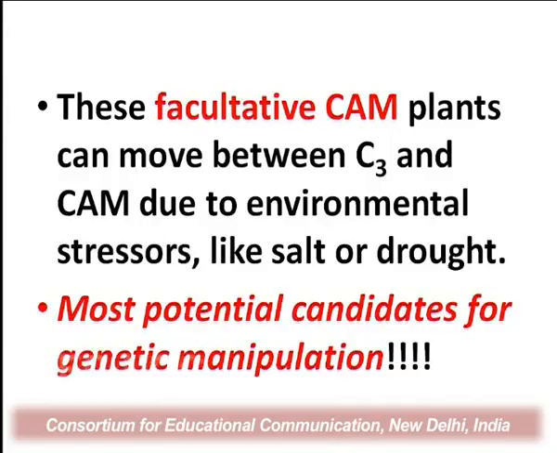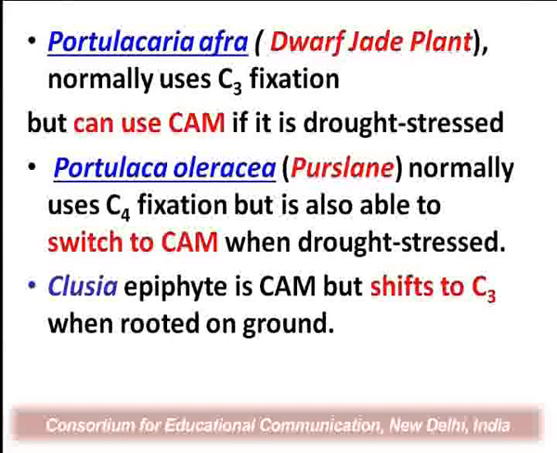If we could know the genes which are responsible, maybe we can manipulate and even change these strategies at our will. We will talk about it in the genomics part. To cite some examples, there is a plant Portulacaria afra, also called the dwarf jade plant. Normally this plant uses C3 fixation, but if there is drought stress, it can use the CAM cycle.